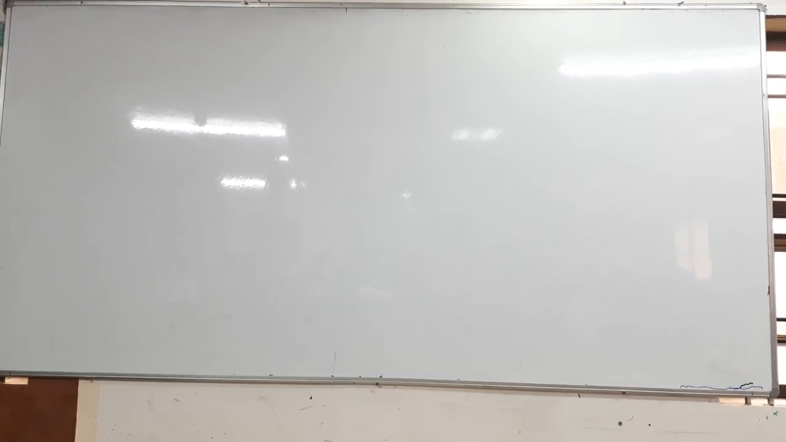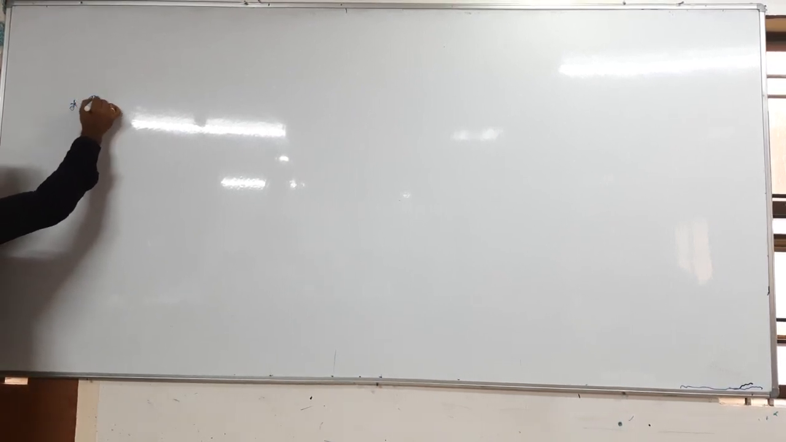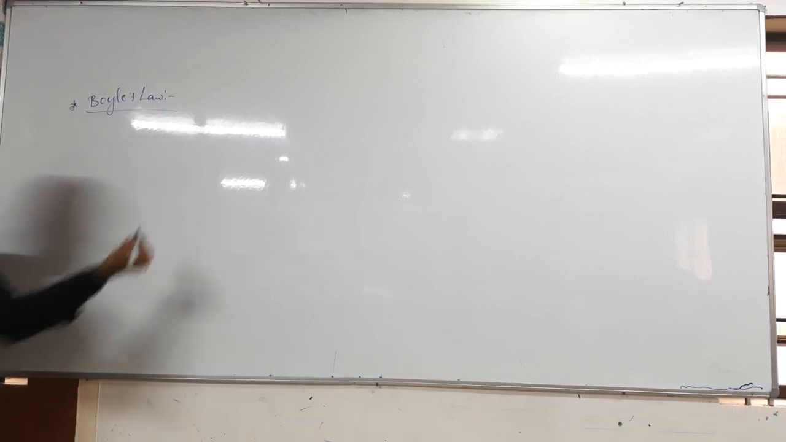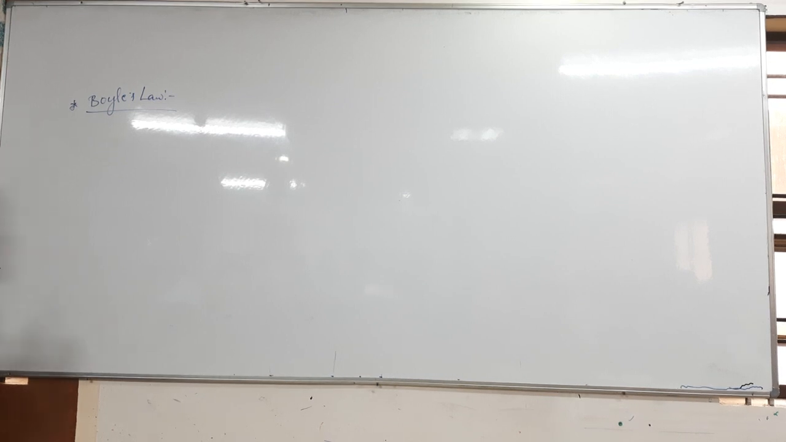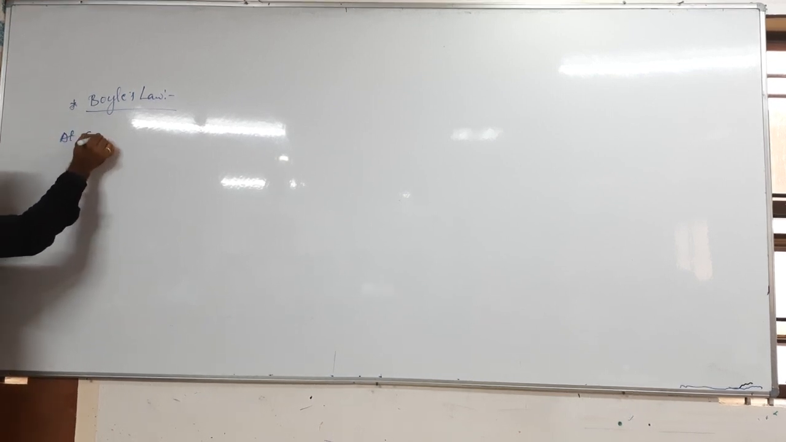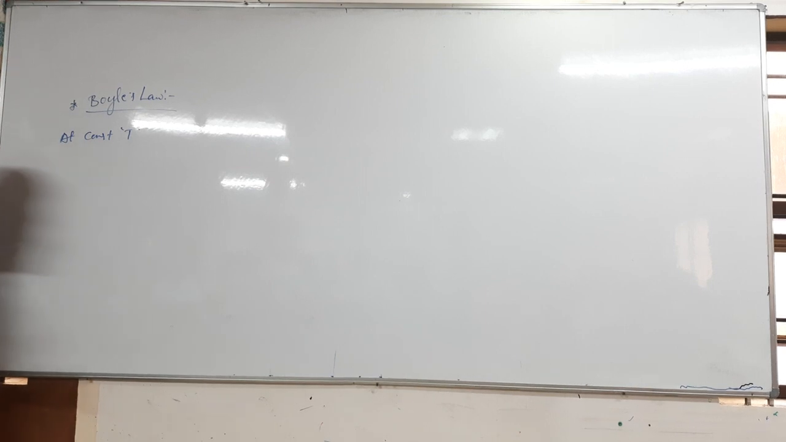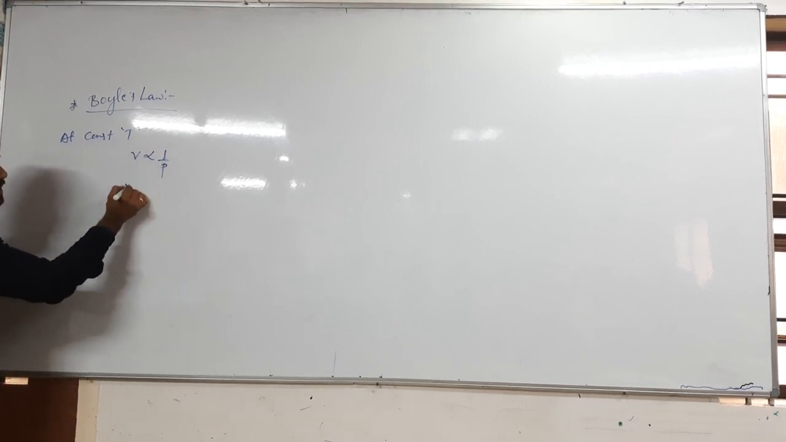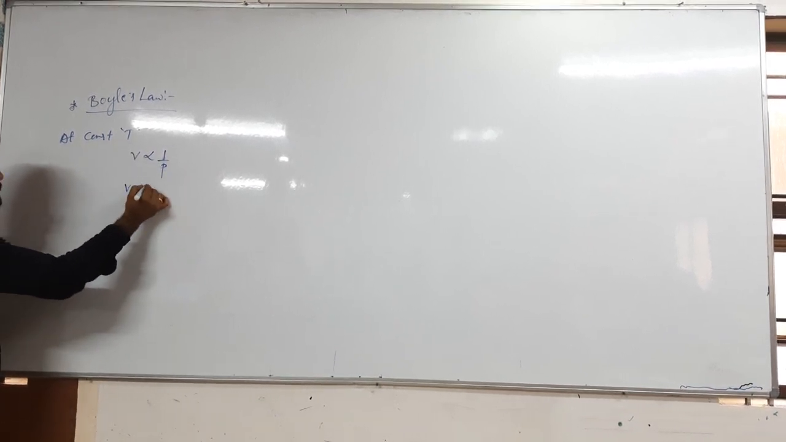So, I think in the last session we discussed the gas laws, right? In that we discussed that there is Boyle's law. So what does Boyle's law say? At constant temperature, the volume of a given mass of a gas is inversely proportional to its pressure, right? So volume is inversely proportional to pressure, where the proportional symbol is replaced by a constant term.